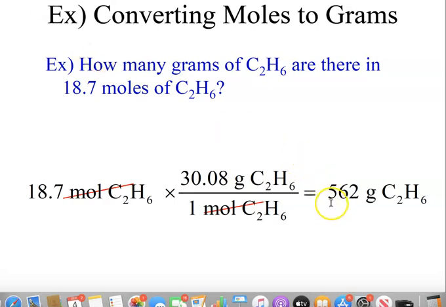I want to evaluate this answer. 1, 2, 3 digits. 1, 2, 3 was given. I went and got 4 digits for the molar mass off the periodic table, so my significant figures could carry through.